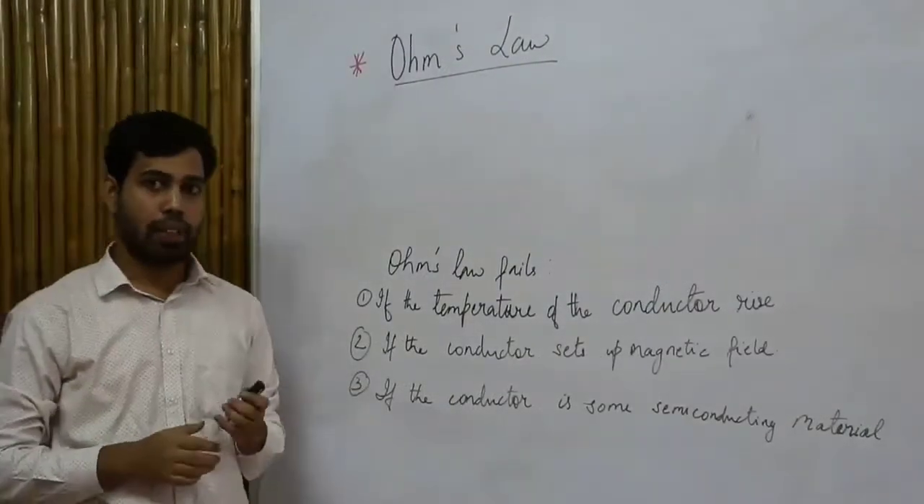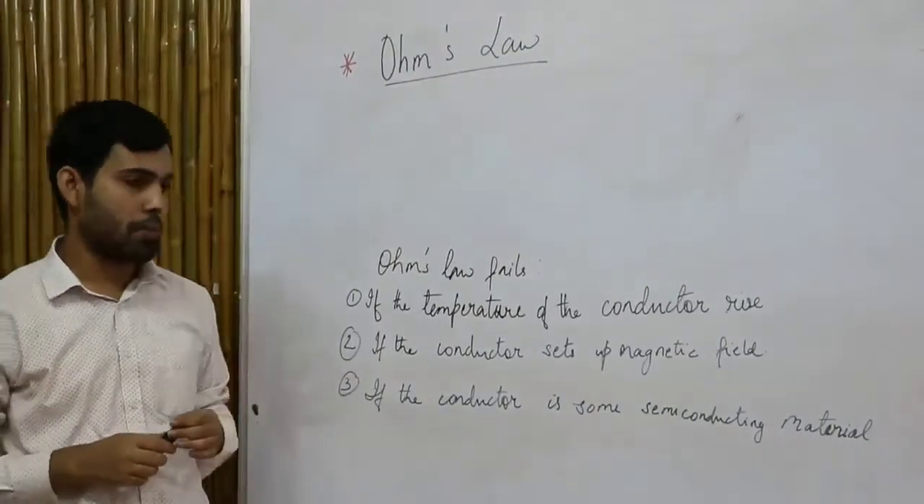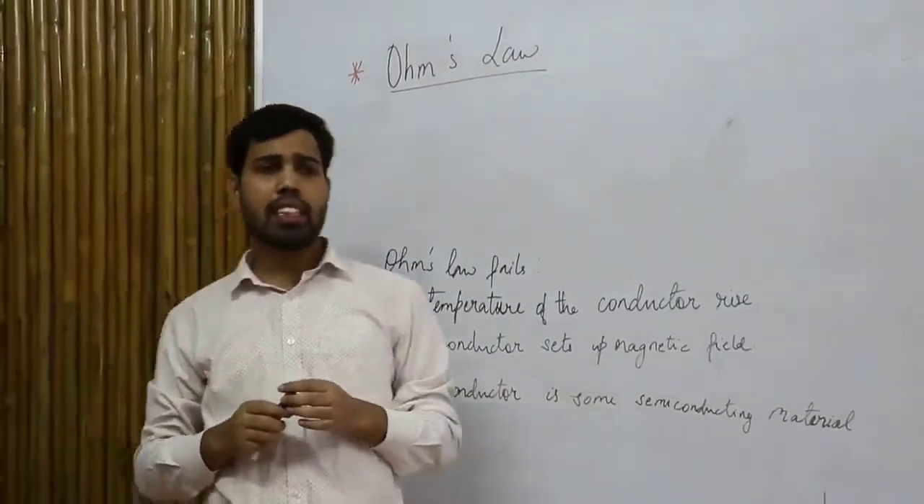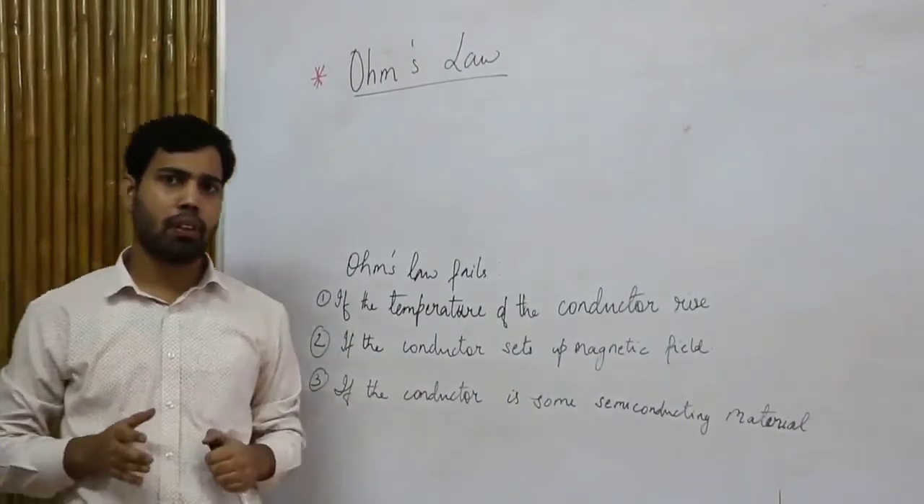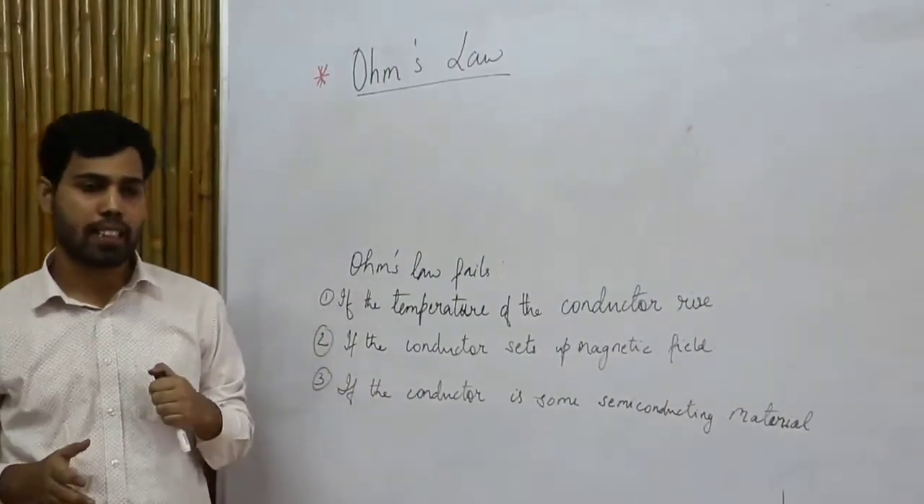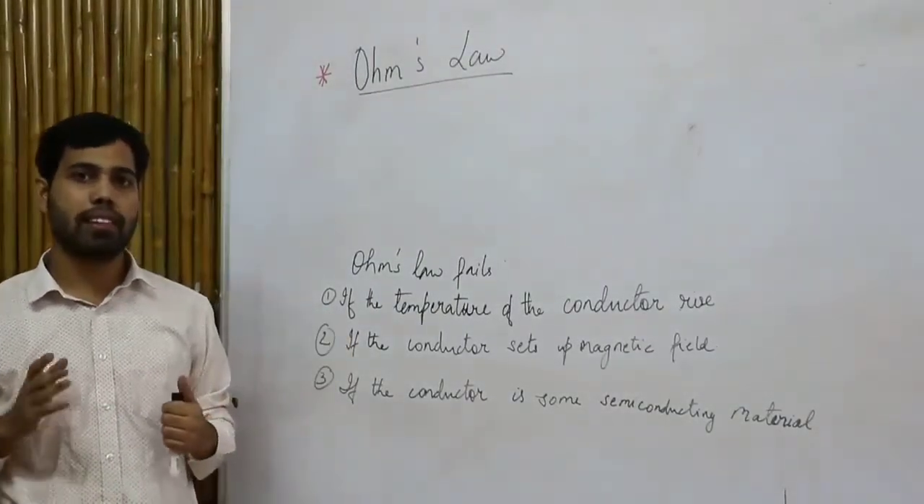Okay, the next topic that we'll start with is an important topic. We have Ohm's Law. Now what is Ohm's Law? It says the amount of current flowing through a conductor is directly proportional to the potential difference maintained at its ends, provided all the physical conditions remain the same.